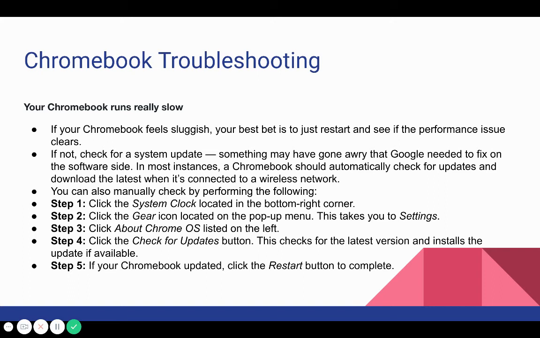So to find if you need an update, go down to the system clock in the bottom right-hand corner of your Chromebook. Click on that gear icon. That will take you to settings. Then click About Chrome OS listed on the left. And if you have updates, it's going to mention that you need an update, and you can click on that latest version. If your Chromebook updated, restart the whole machine, please.